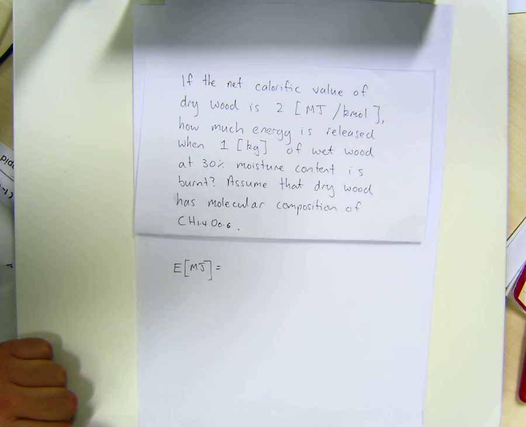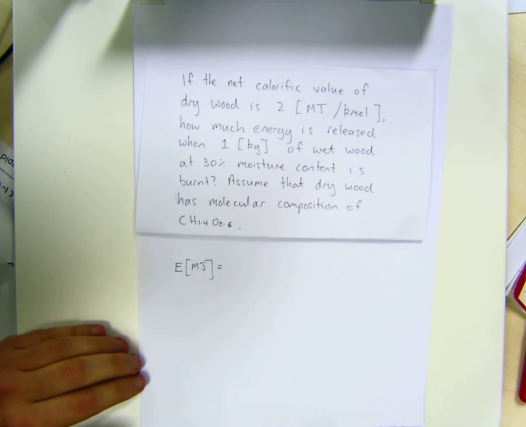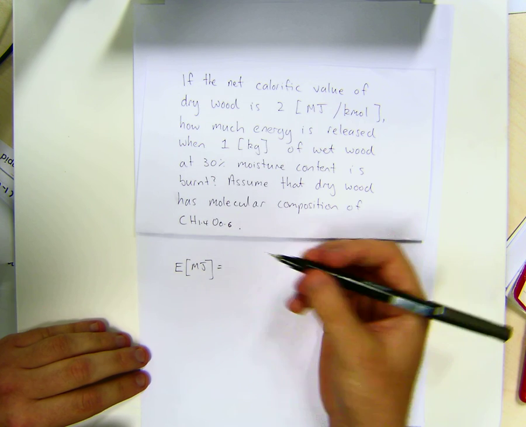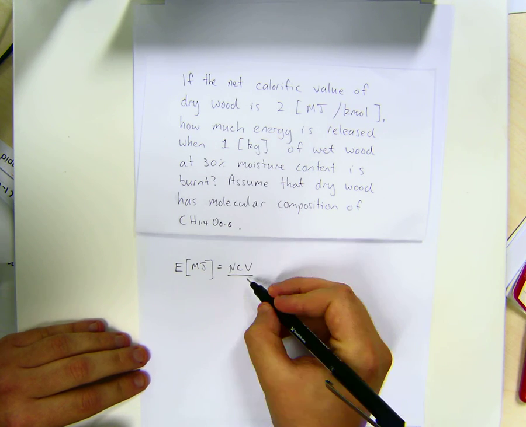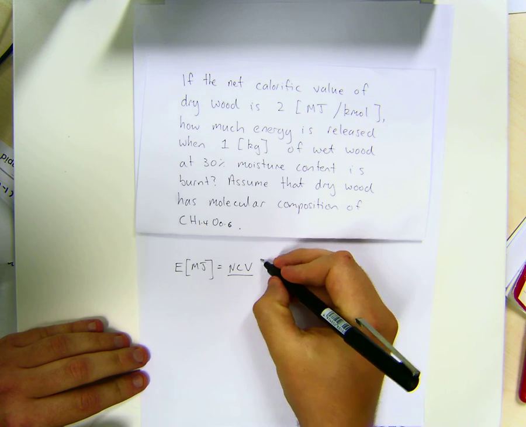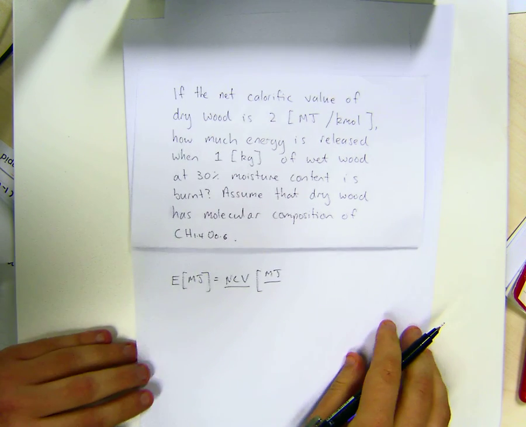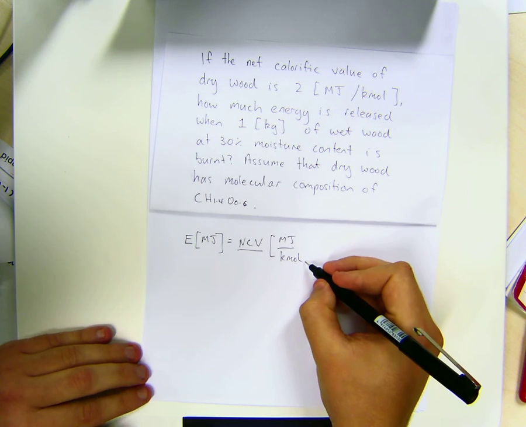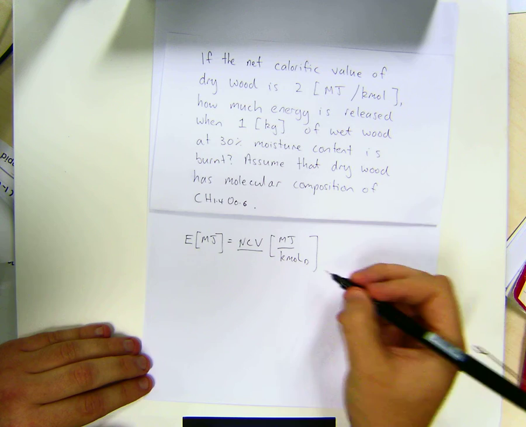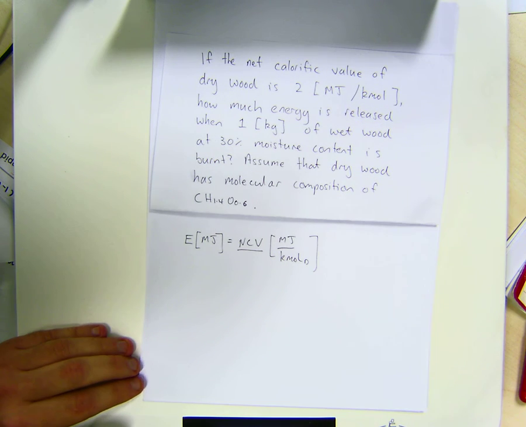So what we're really looking to do here is to construct some sort of formula from the given information, but this isn't a formula that you would recall from memory. It's one that you construct using the information and some common sense. So the energy is going to be related to the net calorific value. The underscore notation here indicates that this is megajoule per kilomole, and I'm going to use the subscript D here because we're told that this is on a dry wood basis.